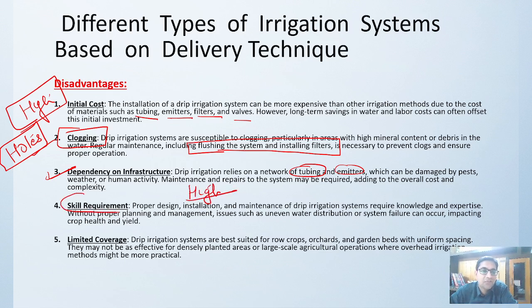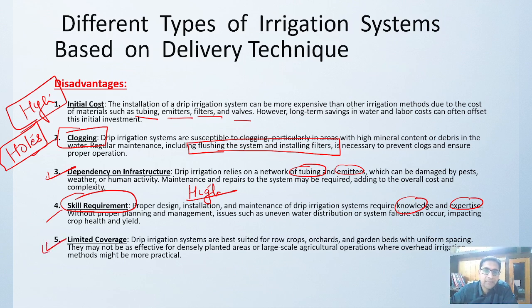Skill is needed for proper functioning, because simply nobody can run a drip irrigation plant. People must have knowledge and expertise in running it, like how much water we have to provide and how much fertilizer we have to send. You have to know the proper quality and quantity of water, and everything has to be done in a proper way. Otherwise, if you don't know anything, you are automatically destroying the crop health.